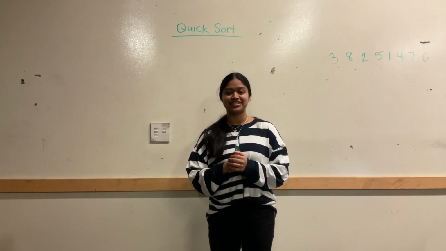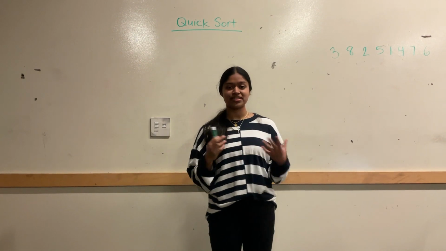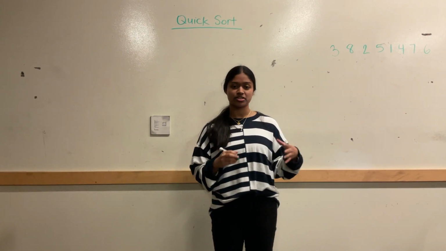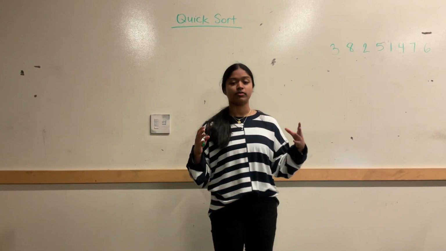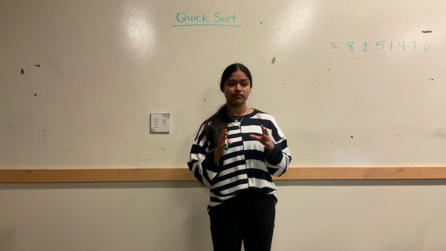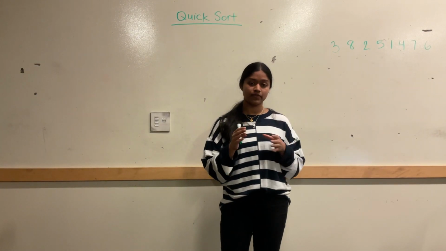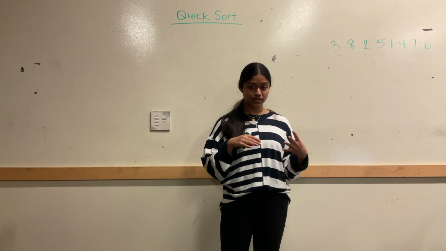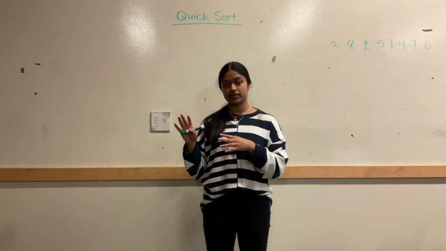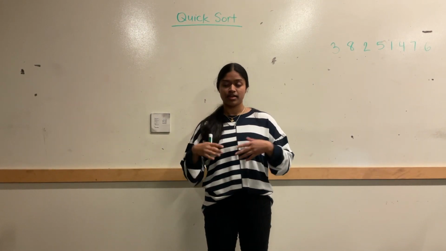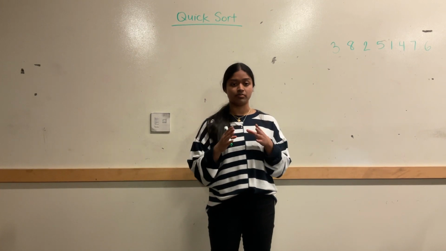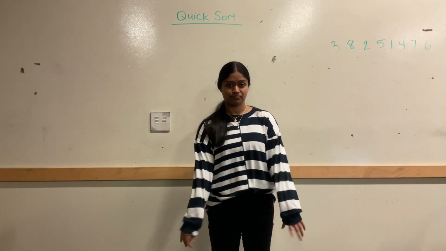Hello, today we will be discussing quicksort. So the basic idea behind quicksort is that it recursively partitions an array around a pivot element, so that all of the elements to the left of that pivot element are going to be less than that value, and all the elements to the right of the element are going to be greater than that value. In this way, we know that the pivot element is always in the right place.